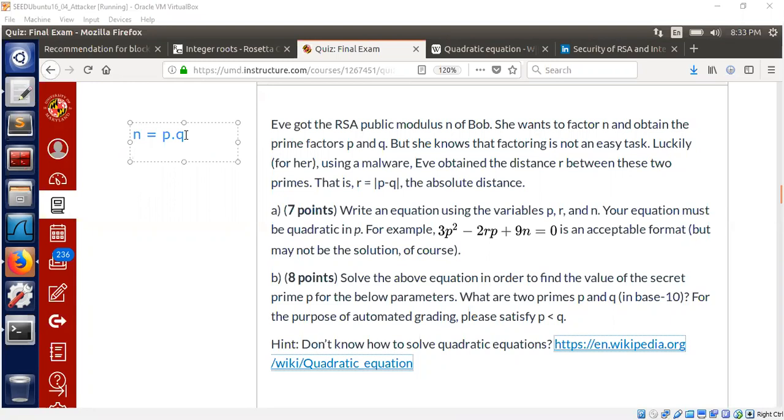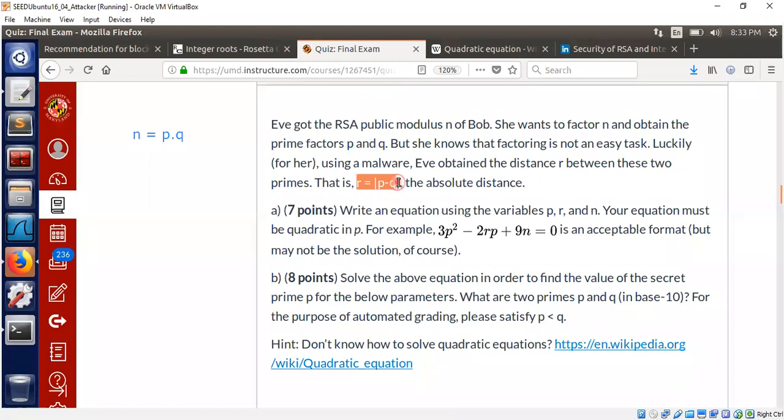The question is asking us to solve this RSA problem. Given n, it is asking us to find p and q, which is very difficult to do in general. But we are given additional information in this problem. Somehow, Eve managed to obtain the distance between the two primes. So maybe she planted a virus or malware, or there was some limitation in the way the prime numbers are generated. So she was able to predict the distance between the prime numbers. Or that's what we are saying here.